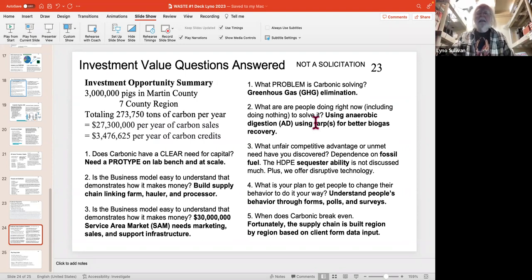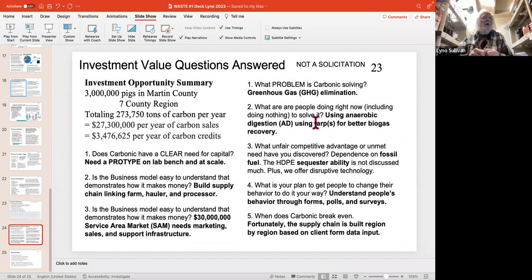So what's your plan to get people to change their behavior to do it your way? Understand people's behavior through forms, polls, and surveys. When does Carbonic break even? Fortunately, the supply chain is built region by region based on client form data input. That means we're not taking on a nationwide program. As we can get interest and get capital, we're going to target a market and go in and do the best we can to move it.